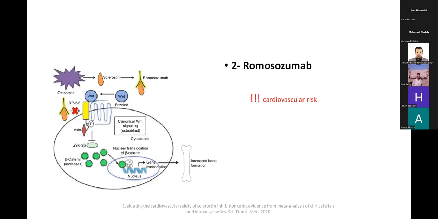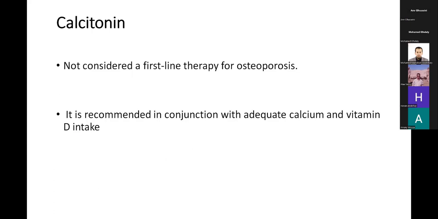Romosozumab is the first drug approved for sclerostin inhibition and binding. And studies about its use, efficacy and safety in diabetic patients are lacking. However, it is usually associated with increased cardiovascular risk, which is, of course, increased in diabetic patients. So there's a question about its use in diabetic patients.